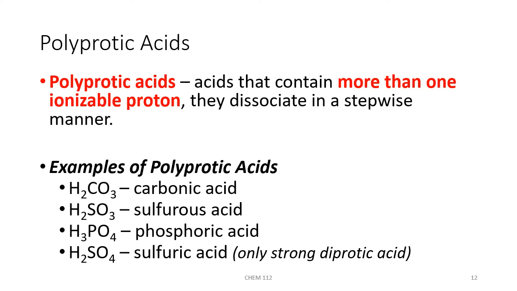There are many acids that contain more than one ionizable proton. These are called polyprotic acids, and they don't lose all of their protons in one step. The protons dissociate in a stepwise process one at a time. So some examples of polyprotic acids are H2CO3, carbonic acid, and H2SO3, sulfurous acid. Both of these have two ionizable protons, so they're referred to as diprotic acids.